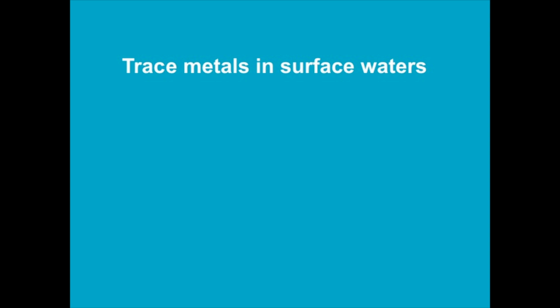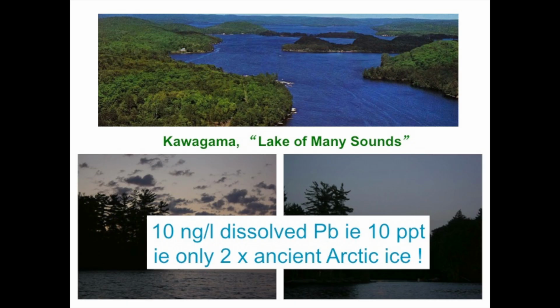Okay, trace metals and surface waters. Our work has applications here. So this is my favorite lake in the world, Kawagama Lake, about 3 hours north of Toronto. It's just a beautiful lake. If we go to the middle of the lake and collect a water sample, there's only 10 parts per trillion of lead in this lake. It's only 3 hours from Toronto, in southern Ontario. 10 parts per trillion, that's just double the value from the ancient Arctic ice from the middle of the Holocene. So my point is here, even when we collect surface water samples, we still need to use clean lab methods for trace metal analysis.